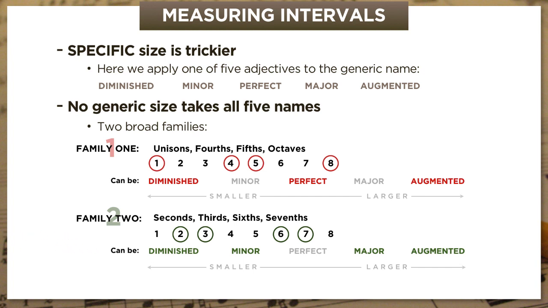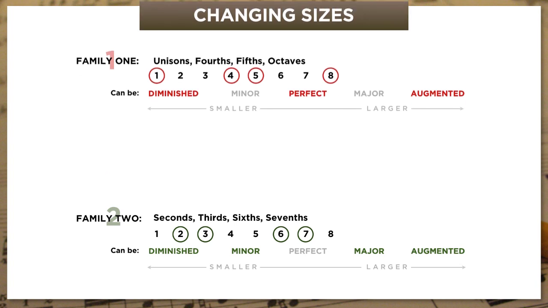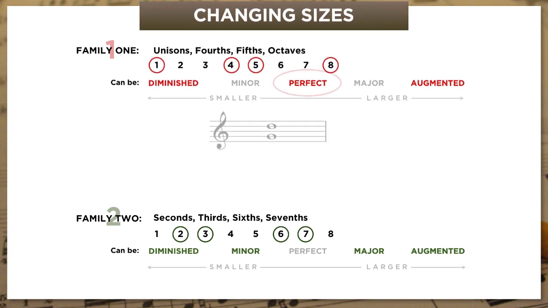So now that we know which families use which specific sizes, let's see how specific sizes change as we change the size of intervals. So here's the G and D we heard earlier in the lesson. The generic size here is some sort of fifth. That's because they're on lines separated by one blank line. This would be the same thing if they were on spaces that were separated by one space. Generic size is a fifth. Specific size is perfect. For now, I'm just telling you that it's perfect, and you'll understand why in a few moments.